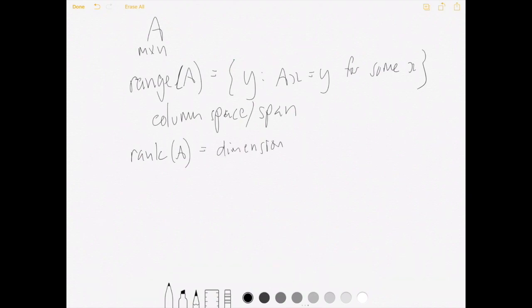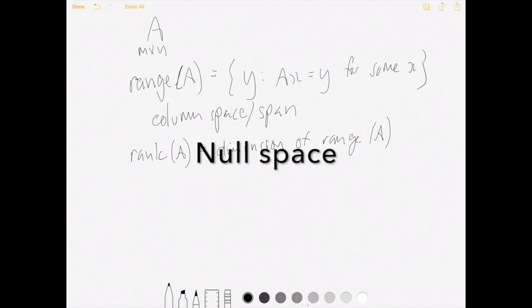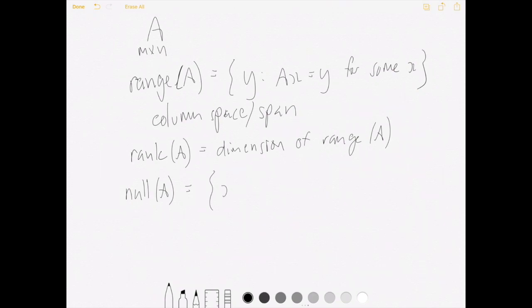So that's the number of mutually orthogonal vectors that we need to describe the range. And finally, let's define the null space of A, which we'll denote null A. The null space is just that set of vectors x that when we apply A to them, we end up with the zero vector.